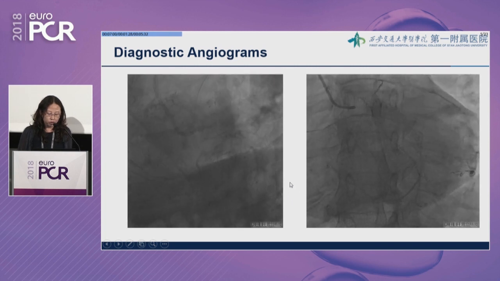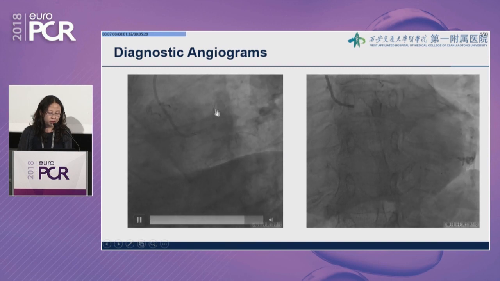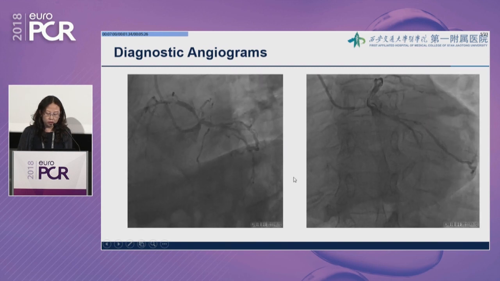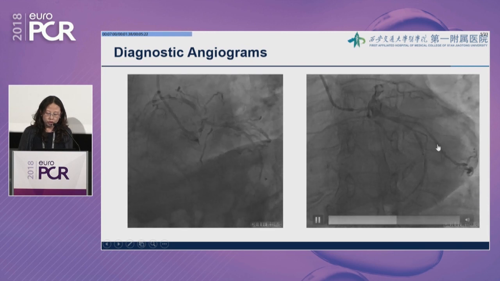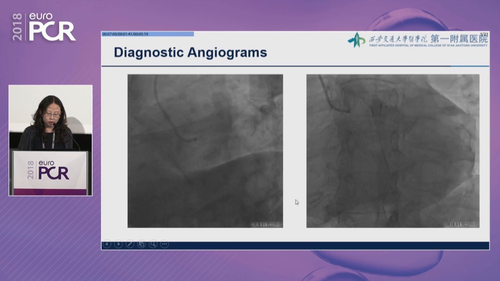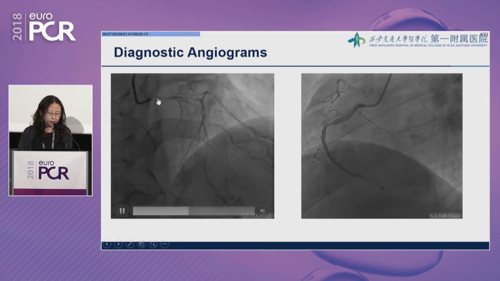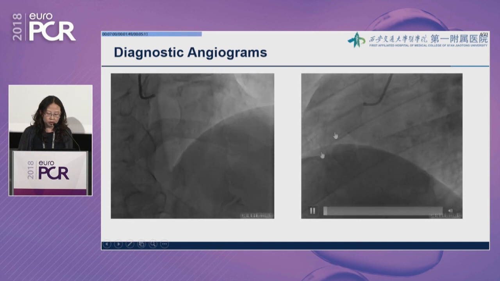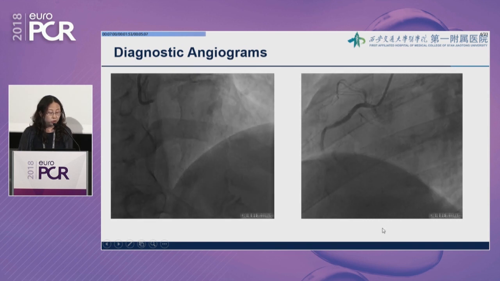When we do the spider view, you can see a Medina 111 bifurcation left main lesion, and from the other views, you can see a very diffuse lesion from the marginal to the ostium of the circumflex, and also from the mid LAD up to the left main disease. And this is the right coronary artery. The distal right was totally occluded.